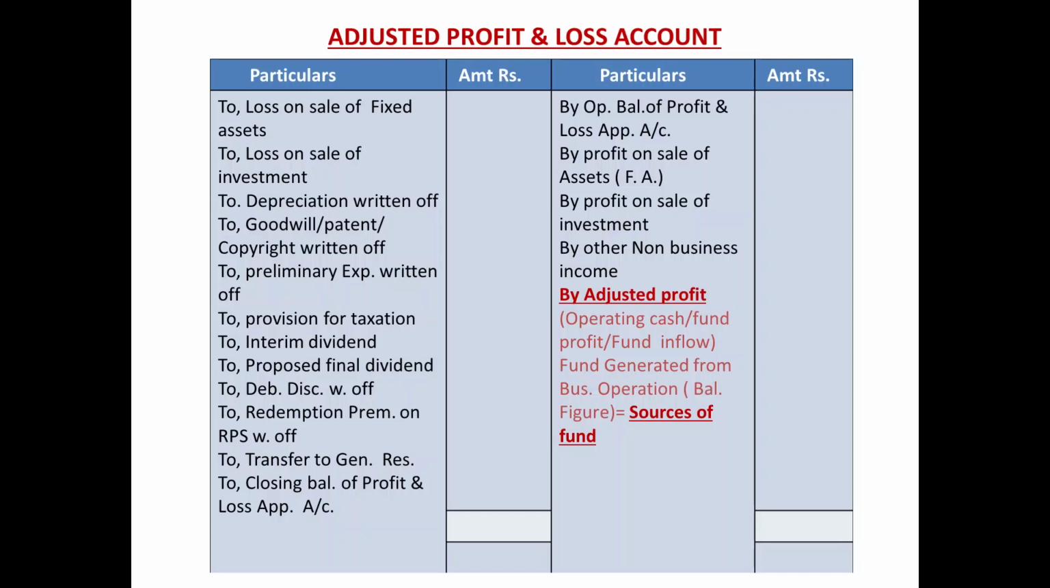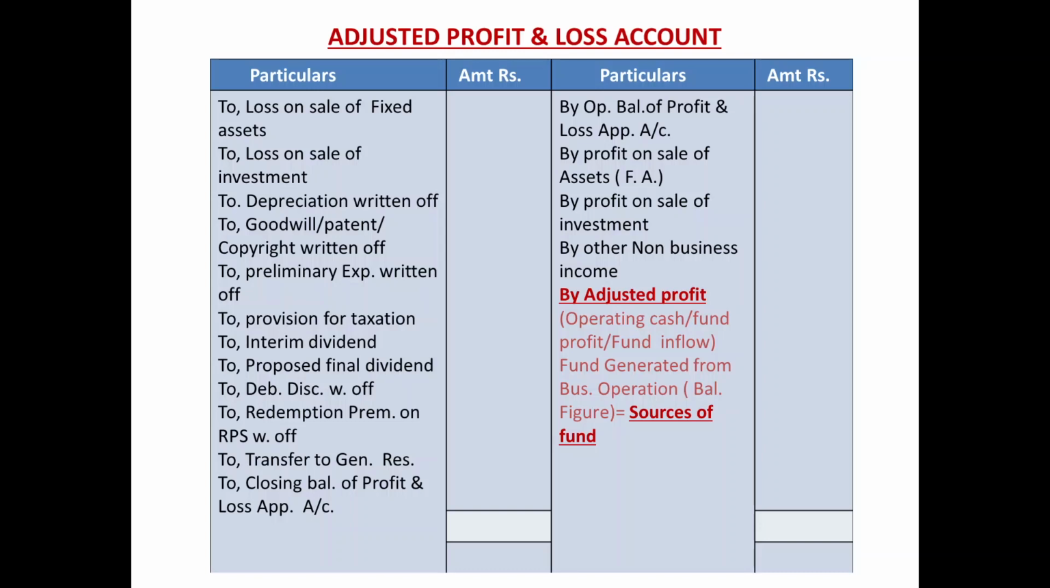And afterwards, you have to record the non-cash and non-operating items recorded in the profit and loss account by the company. Those items you have to report over here in this adjusted profit and loss account. Once you do it, then in the last leg, you will find the adjusted profit, which would be the operating cash profit or fund profit, the fund flow generated from business operation.